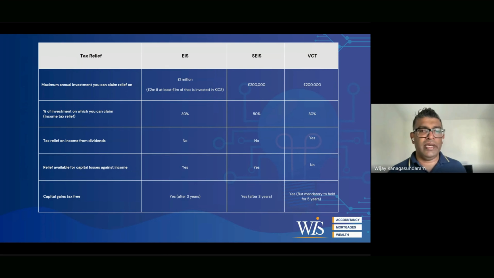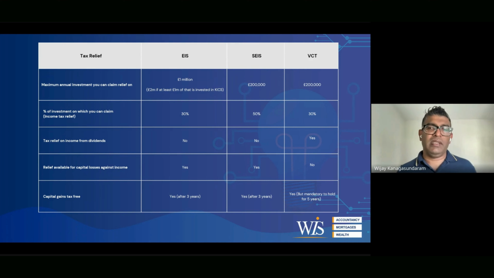Looking at EIS, the maximum that a company can raise is 1 million, and if you put in 10,000, you get 30% relief on your tax return. Obviously, if that company pays a dividend, there's no relief on the dividend, so you'll have to disclose that on your dividend income. But if that company didn't work out and made a loss, you get relief on those losses also. Capital gains: if that company goes up in value and you sell those shares after 3 years, there's no capital gains tax either. So it's very popular among a lot of investors.